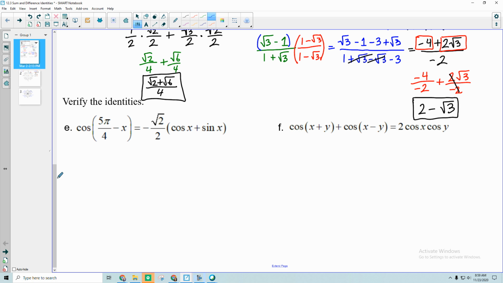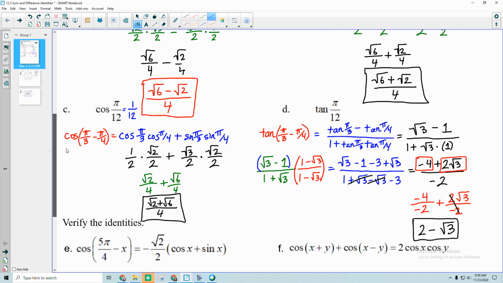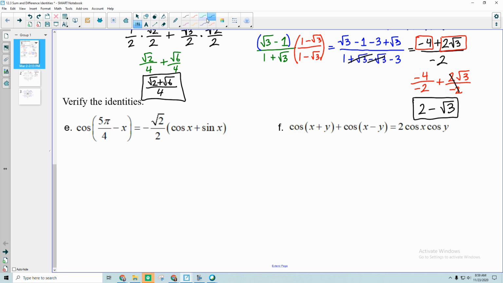The last type of problems we'll look at that involve sum and difference identities have to do with verifying the identity. So remember, these are the types of problems where the part on the right-hand side we're not going to mess with, so don't touch this. But the part on the left-hand side we need to manipulate so that it ends up looking like what we have on the right.